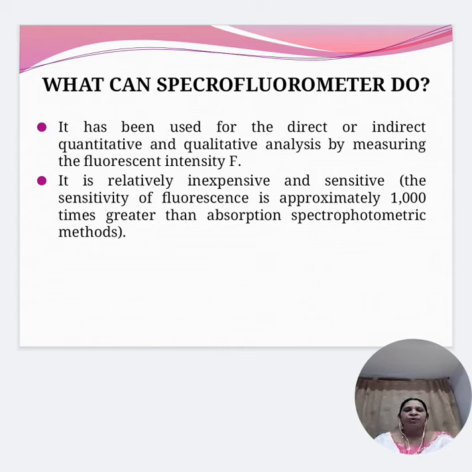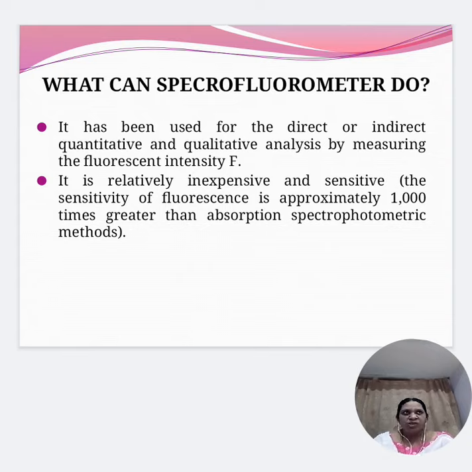What can it do? It has been used for the direct or indirect quantitative and qualitative analysis of samples by measuring the fluorescent intensity of samples which exhibit this property of fluorescence. It is relatively inexpensive and sensitive. The sensitivity of fluorescence is approximately 1000 times greater than absorption spectrometric methods. This is an emission spectroscopic method.